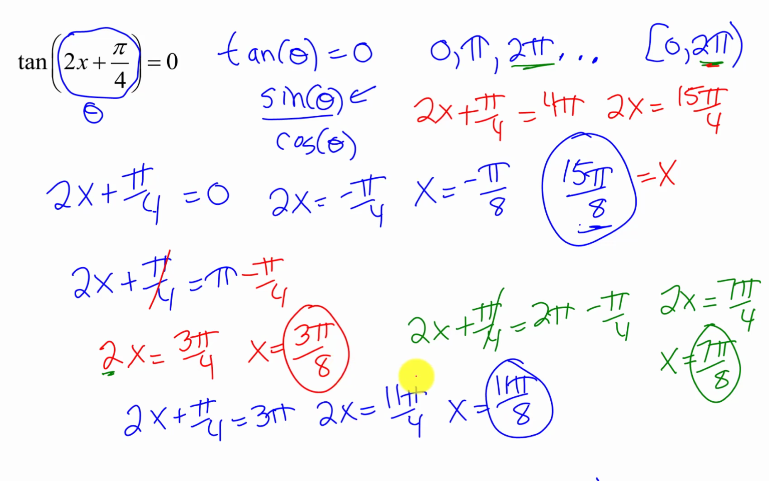So we have these 4 answers, which we will put in our box separated by a comma. And then the second box wants to know plus k what. As we look at this, it's a 2x. The period for tangent is normally pi, but with the 2 in front, divided by 2, we're going to add plus k pi over 2.